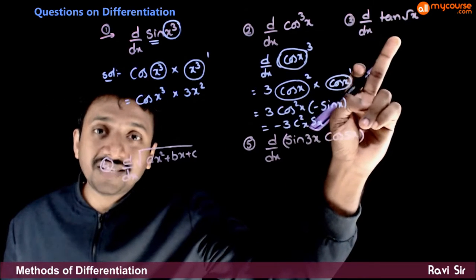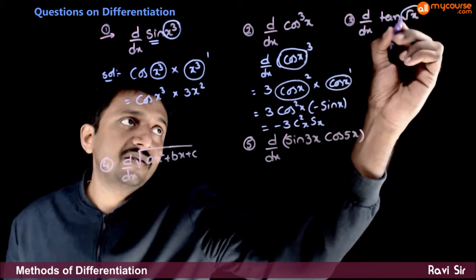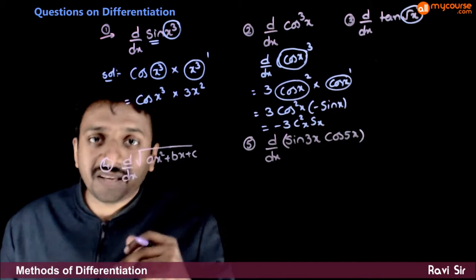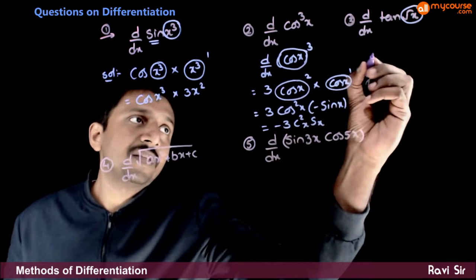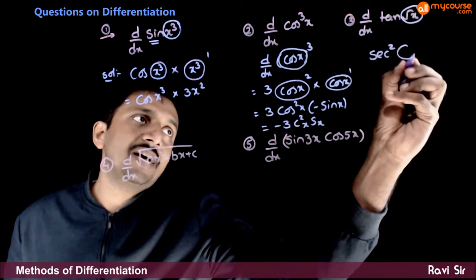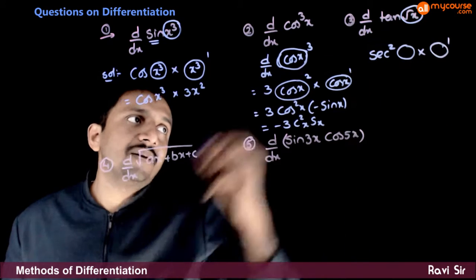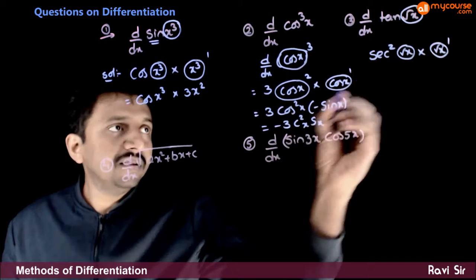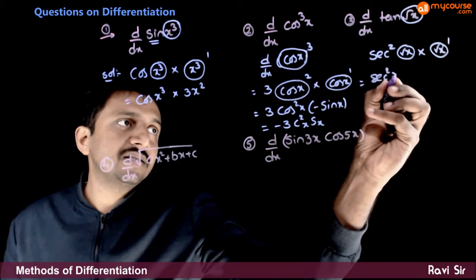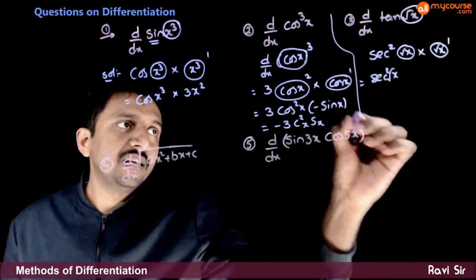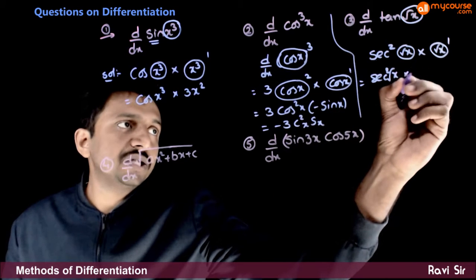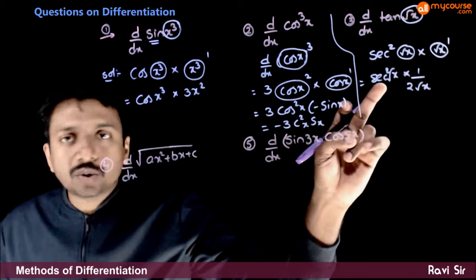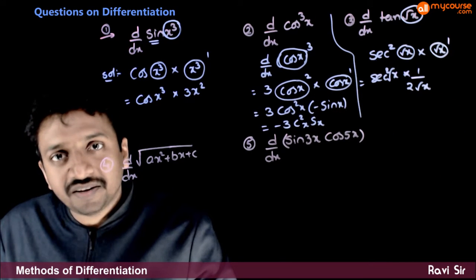So next you have differentiation of tan of root x. We know that the differentiation of tan of something is secant square of something, into the differentiation of this something. And in the place of something you have root x here and here. So secant square of root x by itself into the differentiation of root x, which is 1 by 2 root x. So secant square root x into 1 by 2 root x is the differentiation.